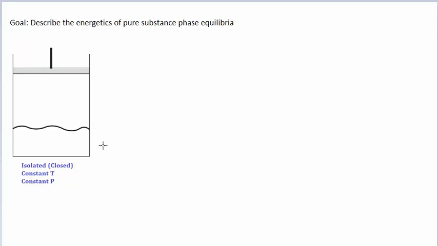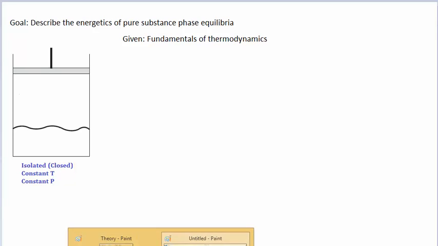And we want to figure out energetically what is happening to allow these two phases to coexist. Why doesn't it go all the way to water as a liquid? Why doesn't it go all the way to water as a vapor? Okay, so what do we have in our toolbox that lets us attempt this problem? Well, we have our fundamentals of thermodynamics. So everything you should have learned previously in thermodynamics is what we'll use. In particular, that means our first two fundamental laws of thermodynamics.